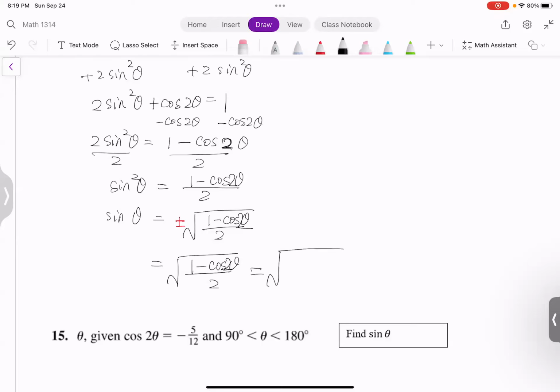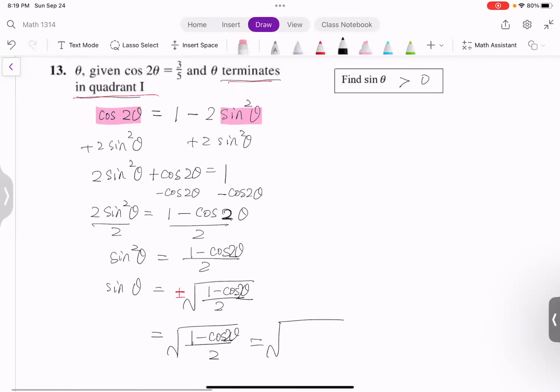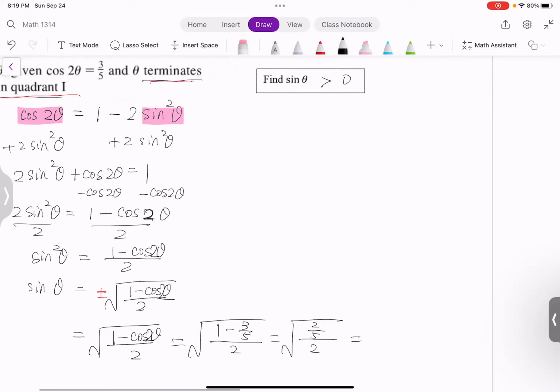So let's plug in the information. What is cosine 2 theta? It's 3/5. 1 minus 3/5 over 2. So I'm having the square root of, on the top, 2 over 5, over 2. And then do the simplification. I have the square root of 1 over 5. Square root of the top, square root of the bottom. We rationalize: this is square root of 5 over 5. So this is a solution. Not a good looking 5. So this is our solution.